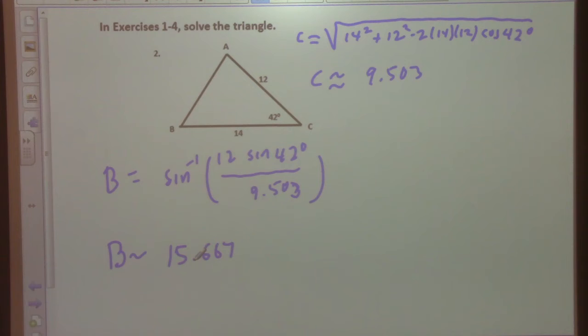It's 51, not 15? Yeah, it doesn't make sense. I thought 57. Yeah, I got 57. 57 point something? Yeah, it's 57.667. Okay. So that's angle B. We got side C, angle B, and what's angle A? Angle A is 80.334. Yep.